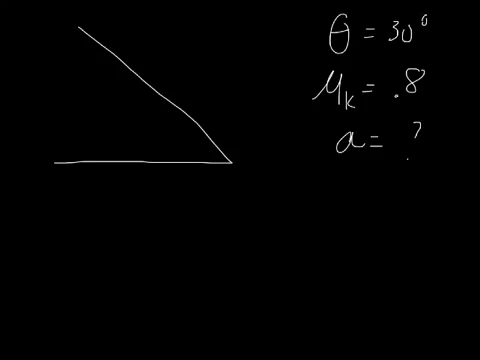So let's say we have an inclined plane, and we are trying to find the acceleration of the object down the ramp. We're not given the mass of the object. We're told that the angle of the inclined plane is 30 degrees. We are told that the kinetic coefficient of friction is 0.8. And we're looking for the acceleration. Let's just go with that.